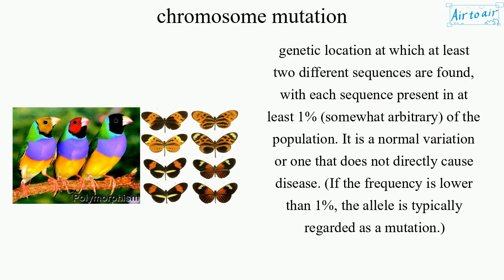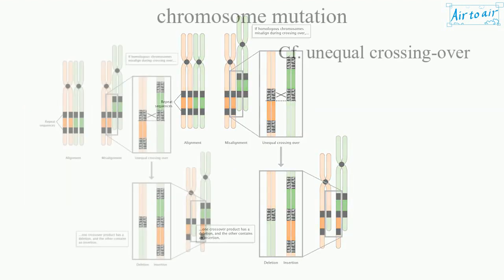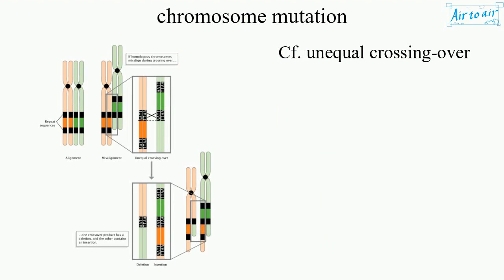Any genetic location at which at least two different sequences are found, with each sequence present in at least 1%, somewhat arbitrary, of the population. It is a normal variation or one that does not directly cause disease. If the frequency is lower than 1%, the allele is typically regarded as a mutation. Cf. unequal crossing over.